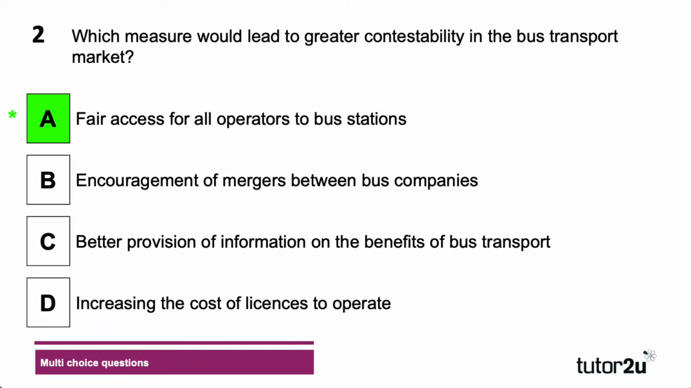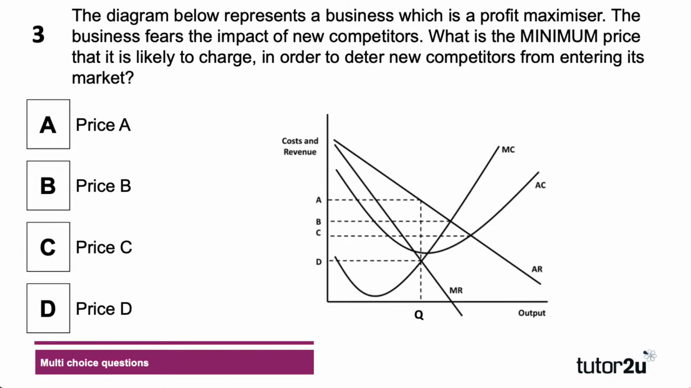So of course, what does this mean? This means lowering barriers to entry. Giving fair access to all operators means that we will have easier or lower barriers to entry, allowing more firms to join the market, allowing for greater contestability. So that makes the incumbent firms a little bit more efficient in their operations. Okay, flying start, loads and loads of answers.